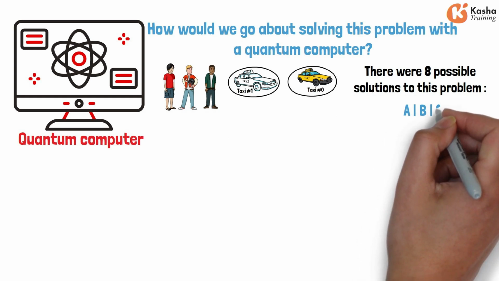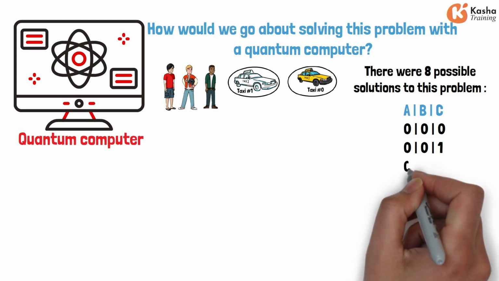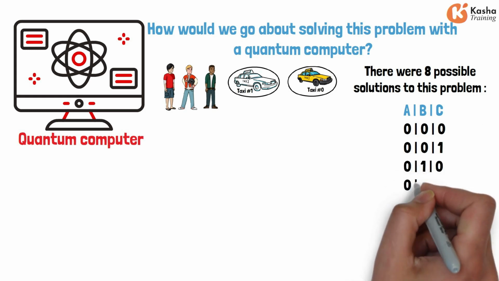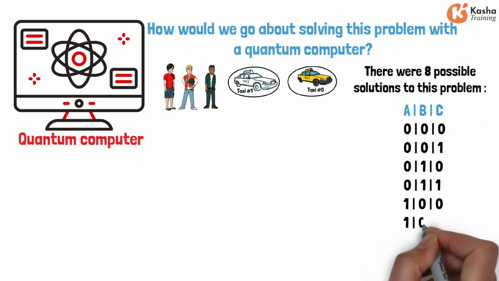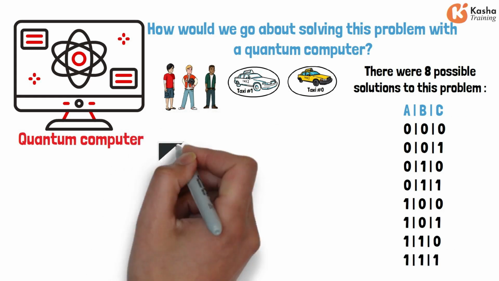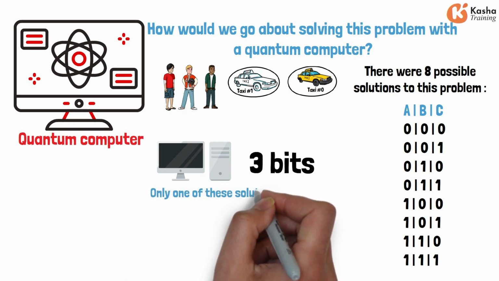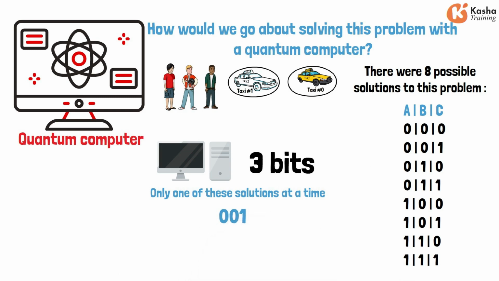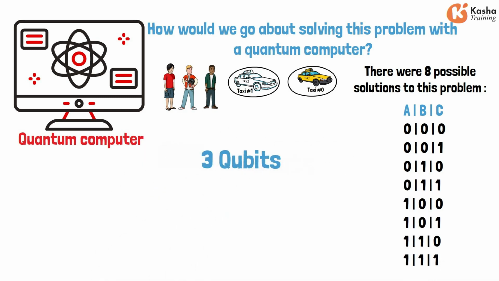A, B, C. 0, 0, 0. 0, 0, 1. 0, 1, 0. 0, 1, 1. 1, 0, 0. 1, 0, 1. 1, 1, 0. 1, 1, 1. With a regular computer, using 3 bits, we were able to represent only one of these solutions at a time, for example, 001. However, with a quantum computer, using 3 qubits, we can represent all 8 of these solutions at the same time.